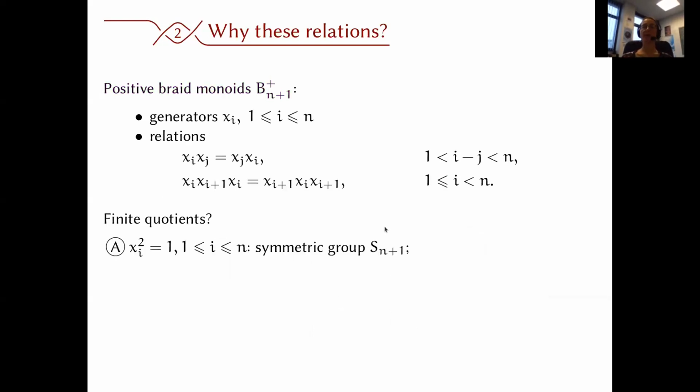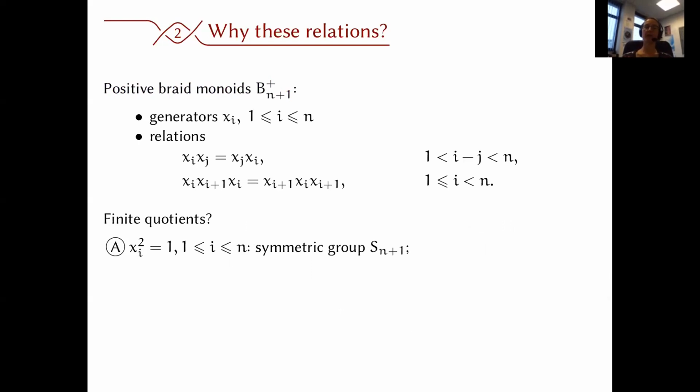Now, this object is rather difficult. For example, if you want to study representations of it, it's very, very difficult to describe all of them, or at least all of them if you impose some conditions. So a first natural step is to look at some quotients, some finite quotients. The most natural one is saying that, well, we can ask all generators to be involutive, and it gives you the definition of the symmetric group on n elements.